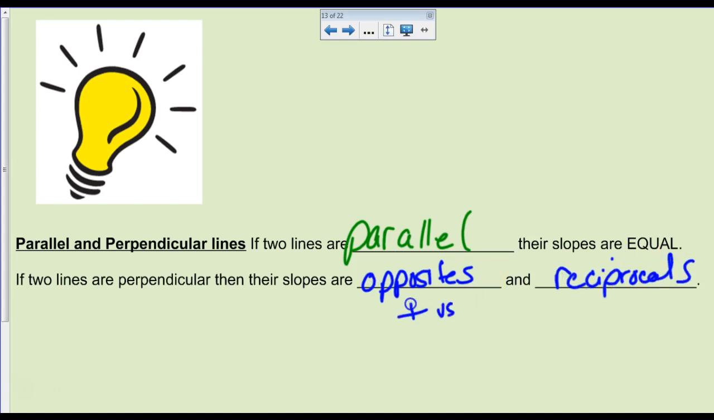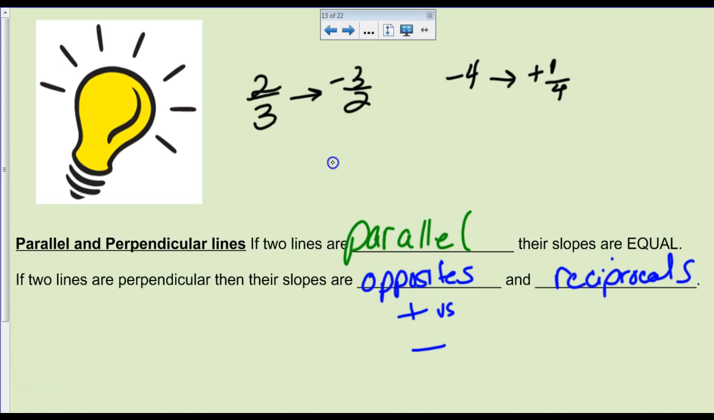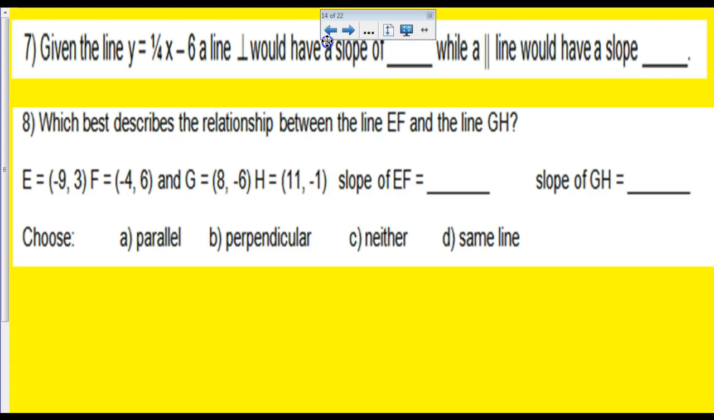So positive versus a negative. And then a reciprocal, meaning the opposite fraction. So you would flip the fraction. You have to be kind of tricky: 2/3 is easy for perpendicular. That would be -3/2. Opposite sign, but you flip the fraction. But if you have like -4, the opposite reciprocal to that would be a positive 1/4. And then 0 is the one that always tricks kids. The opposite reciprocal to 0 is not a number, it's undefined. That's the horizontal vertical line thing, so it gets a little tricky when you have a 0 or undefined.